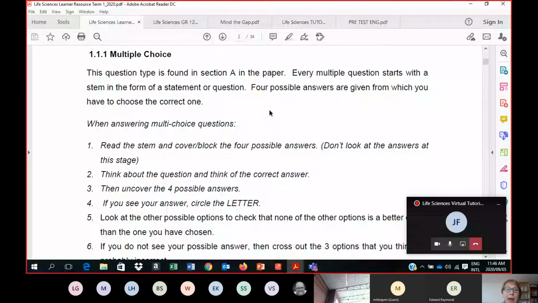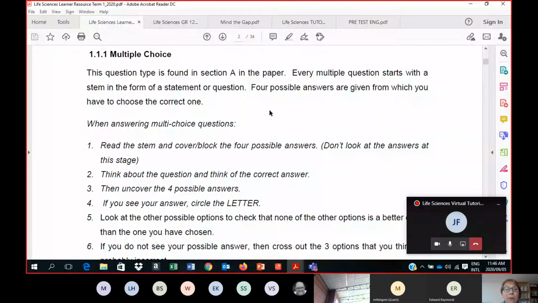Now, in section A, which counts for 50 marks, you will see it always starts off with multiple choice questions. And people often think, oh, multiple choice questions, that's easy, but it isn't. You really need to know your work very, very well to answer these multiple choice questions.